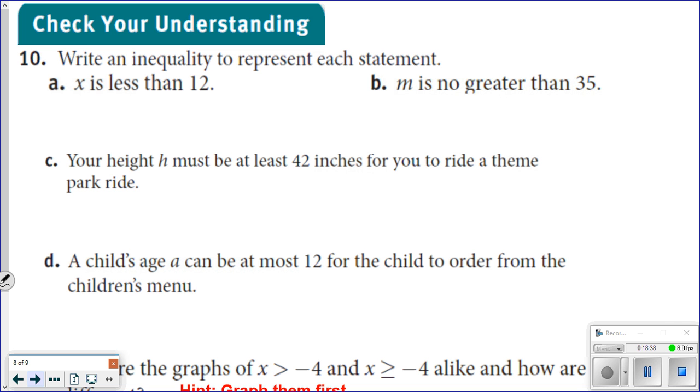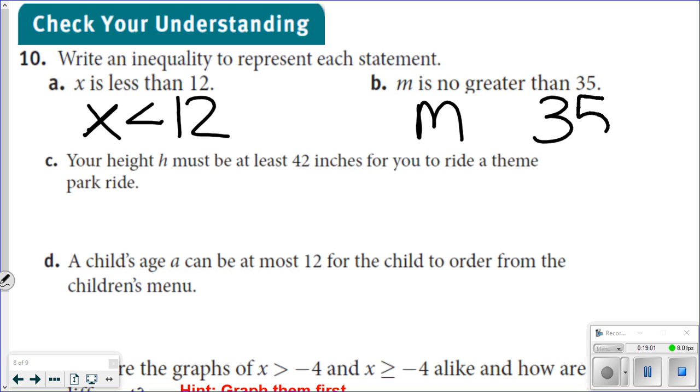So 10A says x is less than 12. So x less than 12 is how we would write it. Question B, m is no greater than 35. So I'm going to start with my m and then my 35, and I need to fill in my sign in the middle. No greater than. Ooh, that means less than. We could be equal to 35, just not bigger than that. So m is less than or equal to 35.